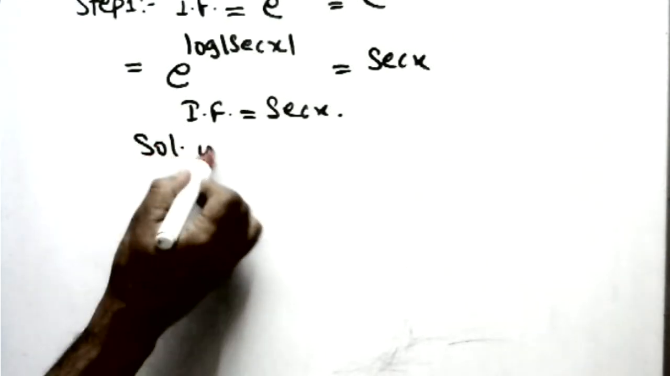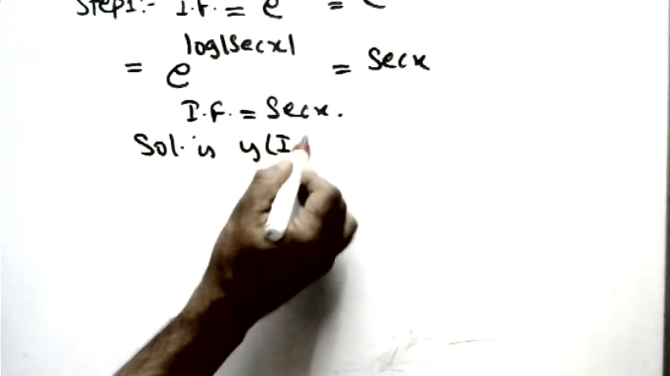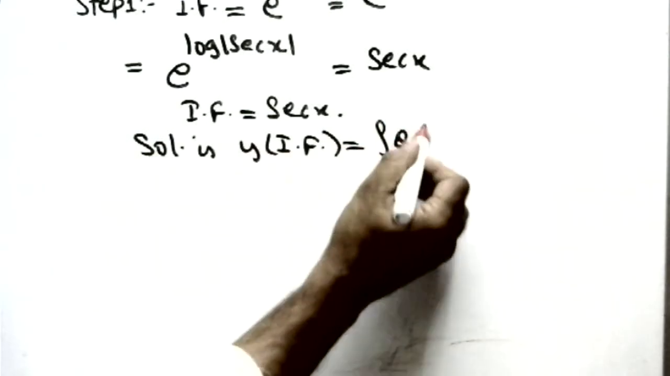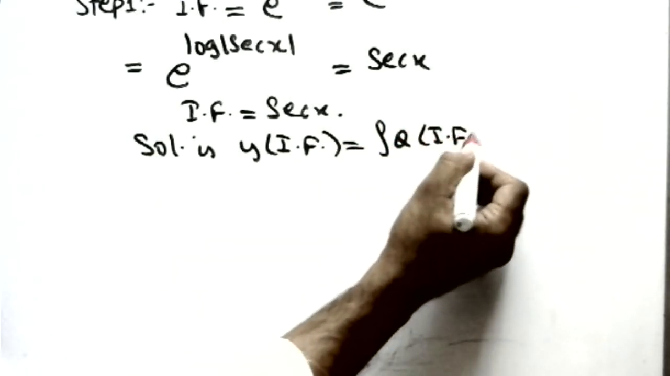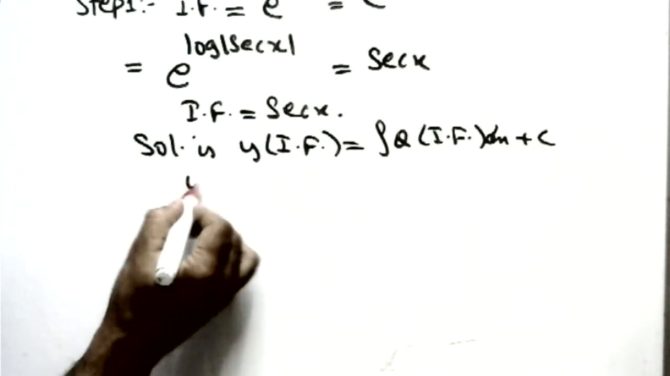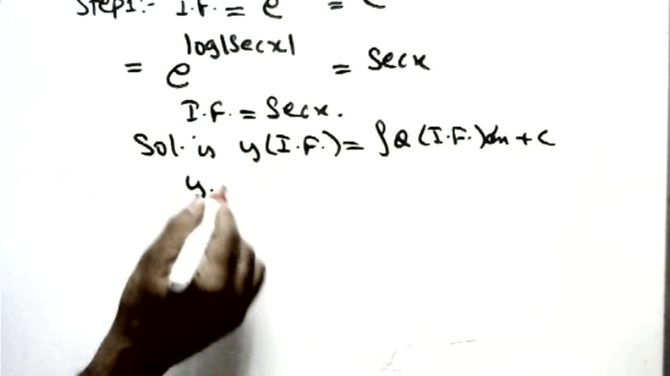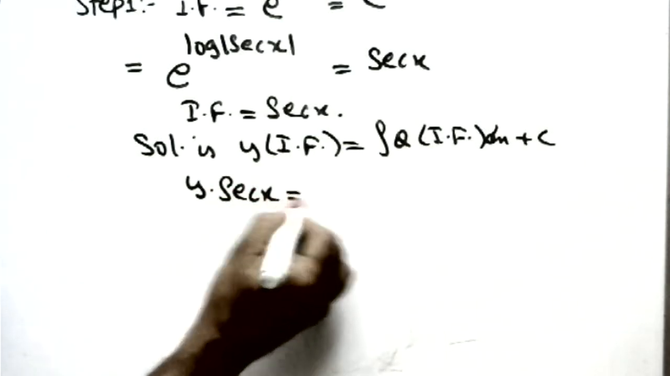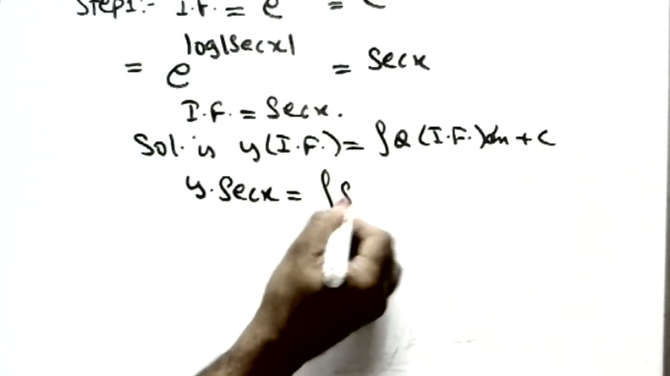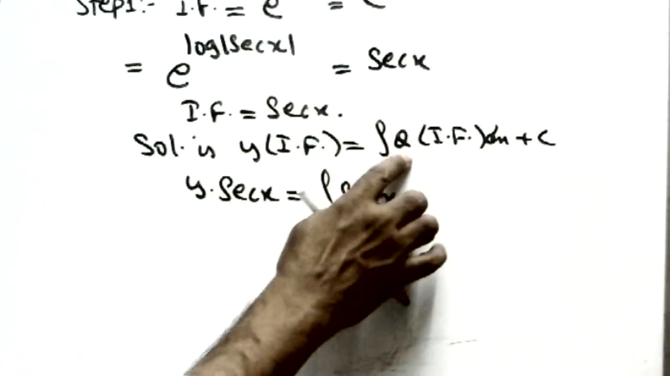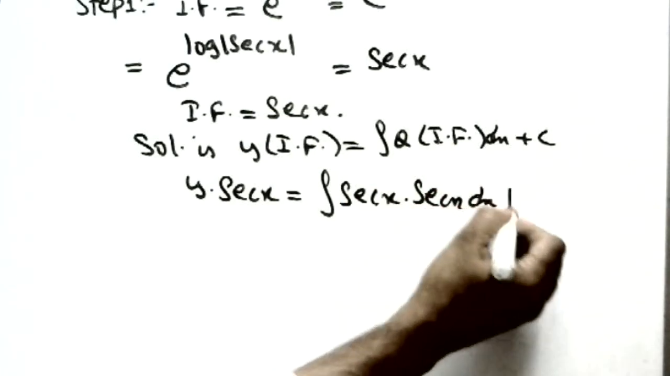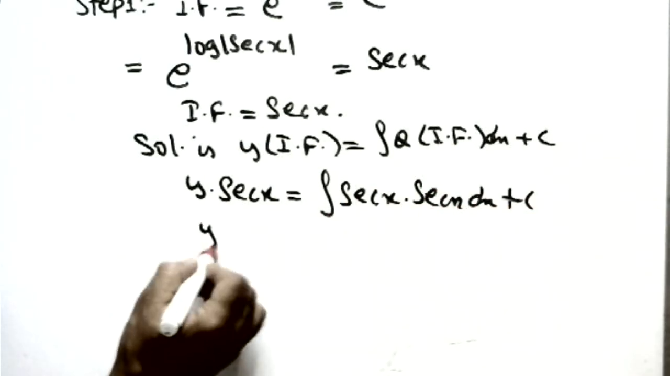Now what is the next step? The next step is the solution step. The solution will be y into integral factor equals integration of q into integral factor dx plus c. Now let me substitute the values. y into the integral factor secant x equals integration of q, where q is secant x, into the integral factor, which is also secant x, dx plus c.